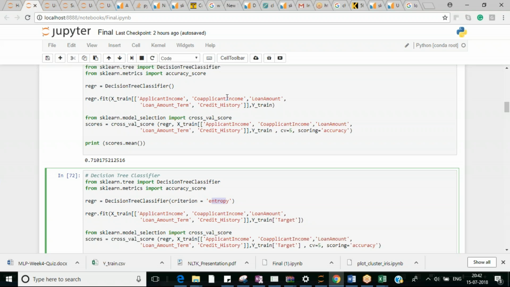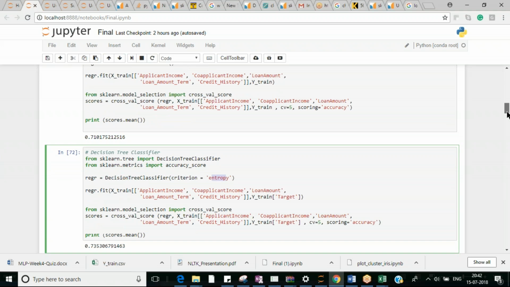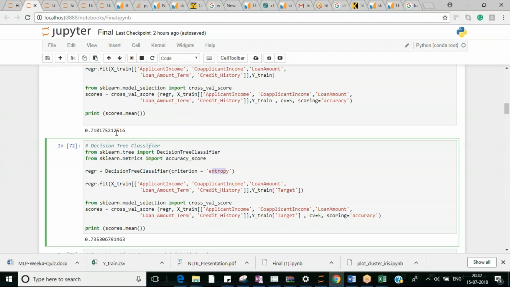So why did changing the criterion to entropy change your accuracy by almost 2%? I mean, 2% of total. It went from 0.71 to 0.73, right? Because your criterion, entropy, does a better job as a decision tree builder than your default criterion, which is accuracy.